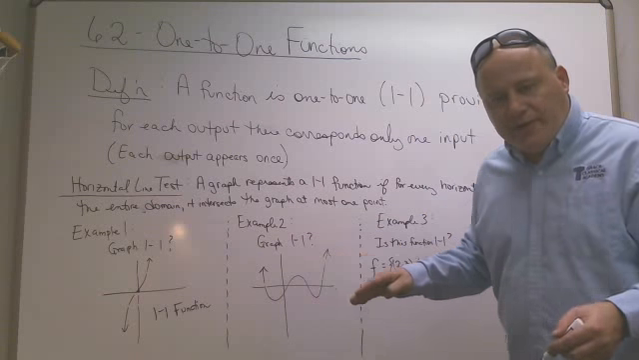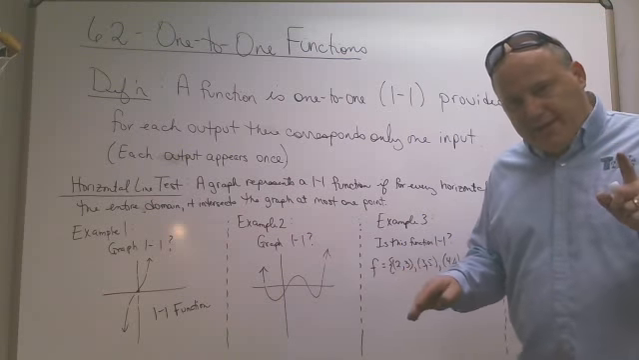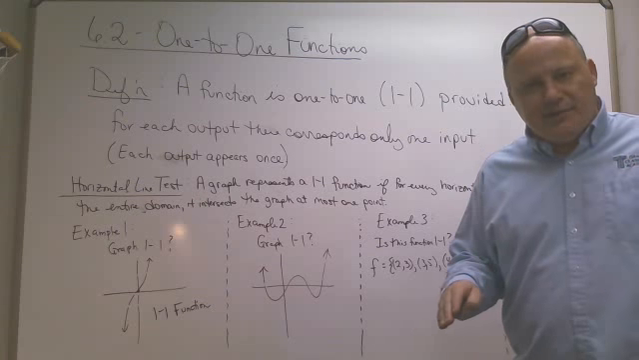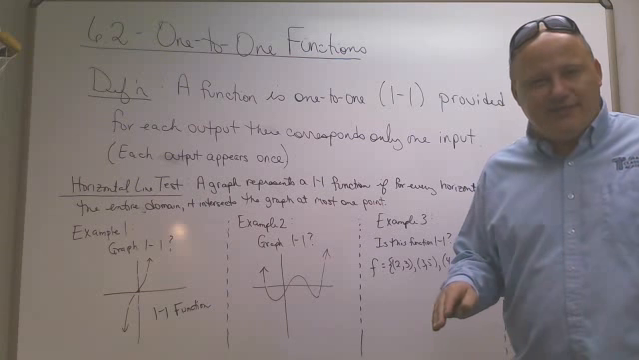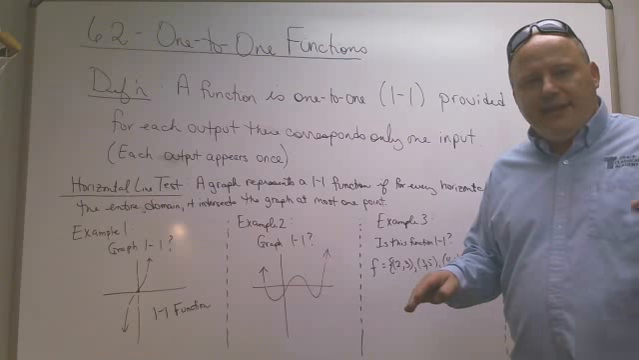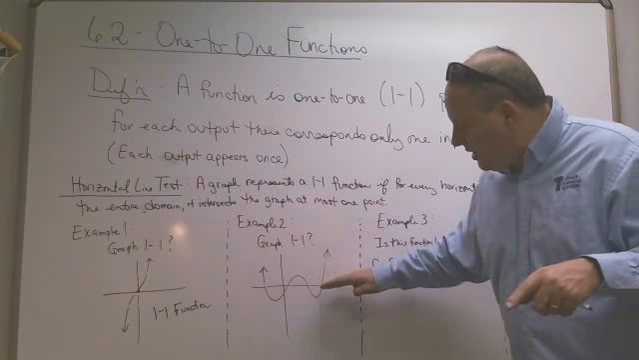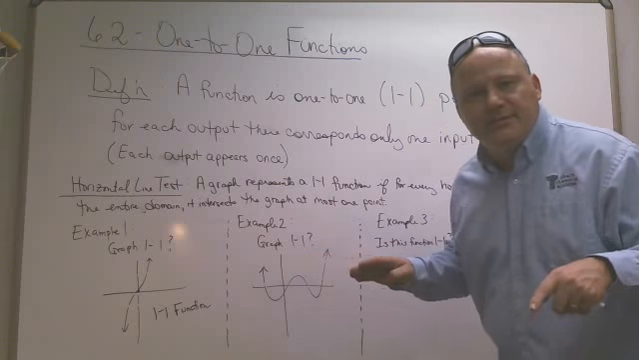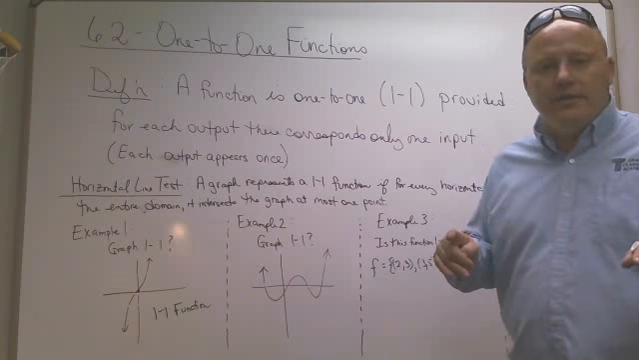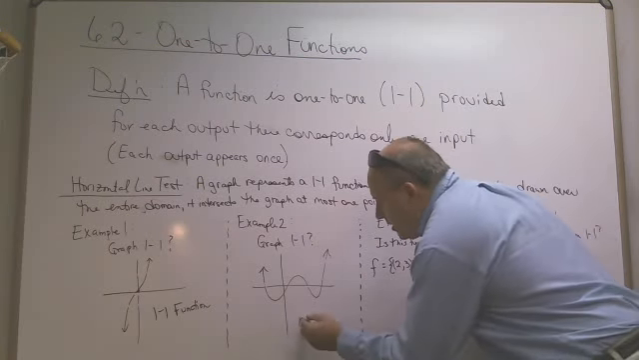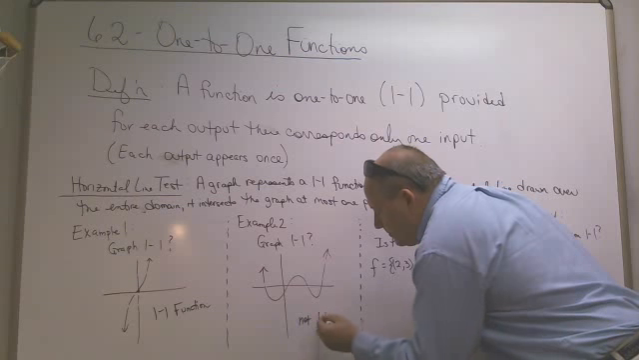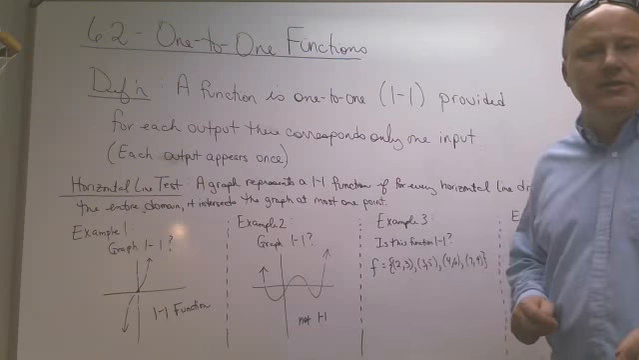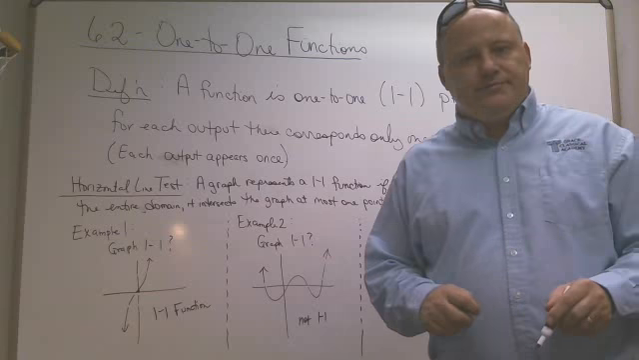But since it's over the entire domain, even if you find one place where a horizontal line hits it at one place, that's not good enough. If we draw that horizontal line anywhere else, say down here, it obviously hits it at 4 different places. That's definitely more than one. So this one is not one-to-one. It's still a function, but it's not a one-to-one function.